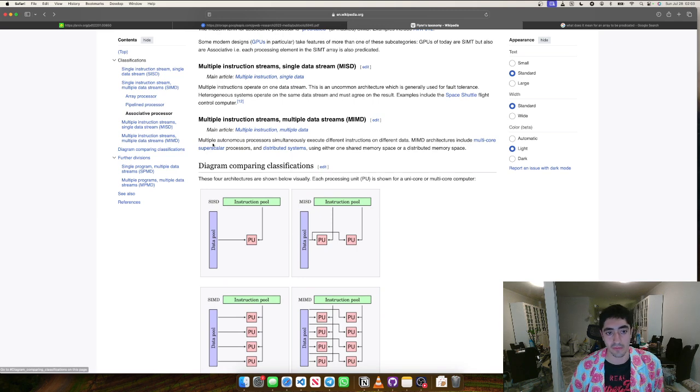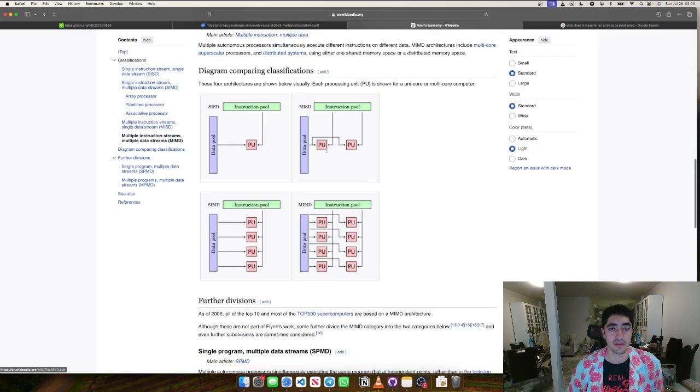Make sense? Multiple autonomous processors simultaneously execute different instructions on different data. MIMD architectures include multi-core superscalar processors and distributed systems using either one shared memory space or distributed memory space. These four architectures are shown below visually. Each processing unit is shown for a unicore or multi-core computer.